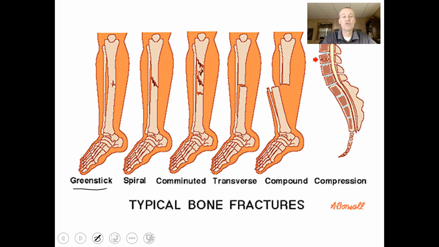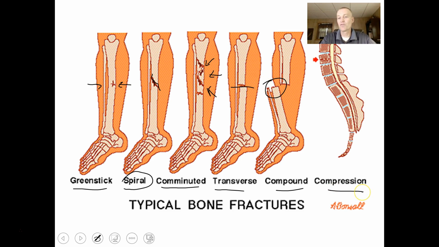In a green stick fracture, the bone is fractured on one side and then is bowed on the other side. This happens oftentimes with the flexible bones of a young child. They'll break on one side and then flex on the other, and that's called a green stick. A spiral fracture is where the bone is fractured in a spiraling way. A comminuted fracture is where it's crushed and splintered into various pieces. This one happens to be a transverse, which is straight across. Compound, so it's broken through the skin.